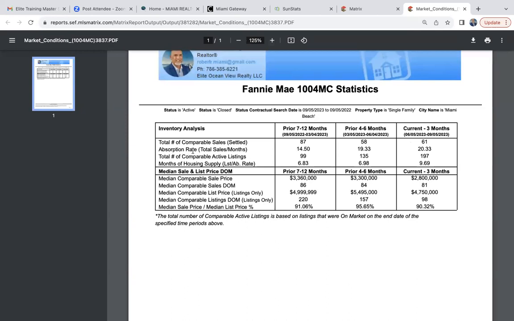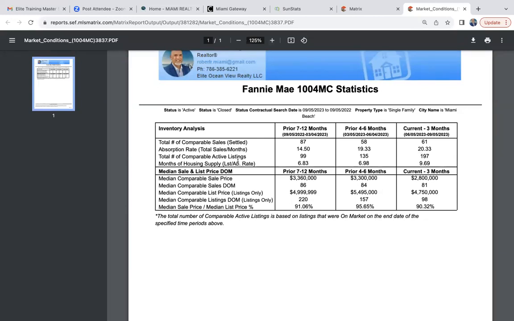The second line is your absorption rate. And this is the number of sales divided by how many months. So if this is a 3-month study, we have 61 sales divided by 3 months, leaving you 20.33 properties per month. So that's the number of sales per month. The third line is the number of active listings currently in the market today. So in Miami Beach right now, there are 197 single family homes active for sale.